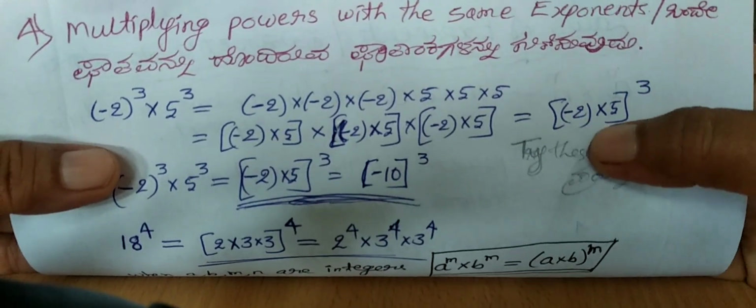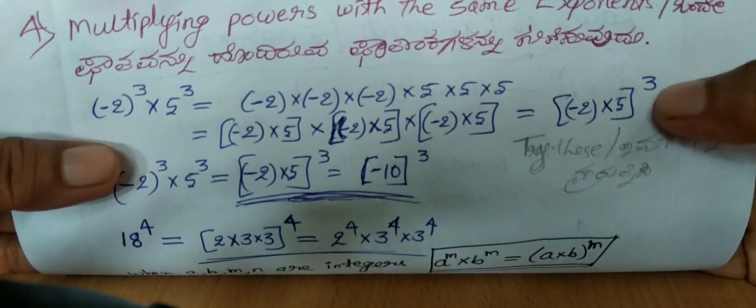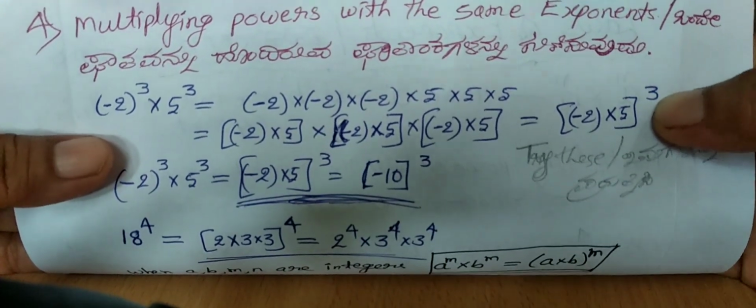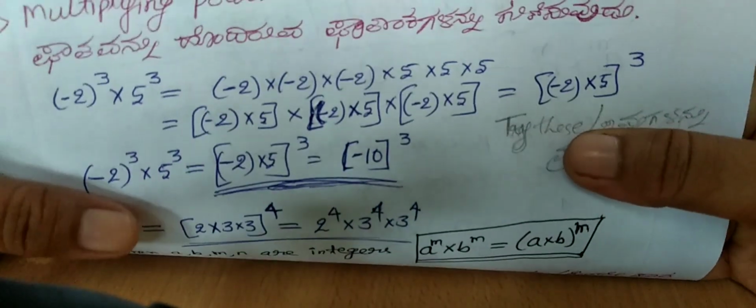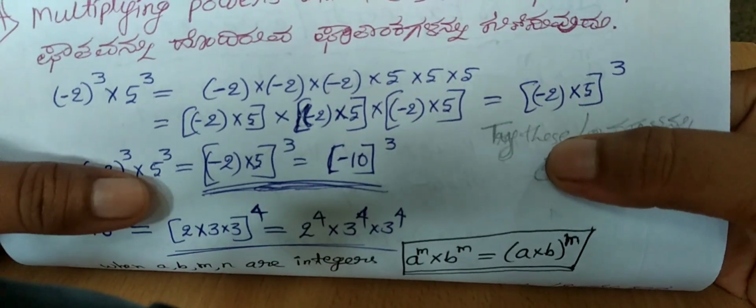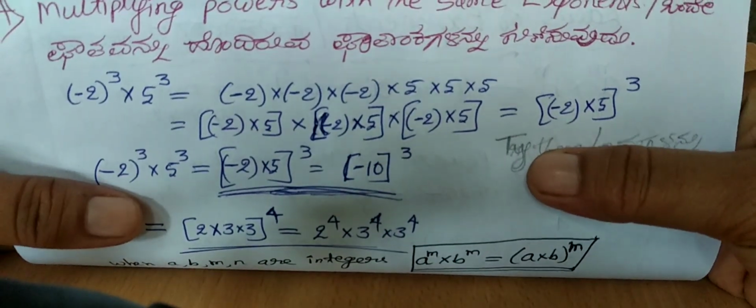That means -2 into 5 whole to the power 3, that means cube. So what happened? -2 into 5 is -10 cube.